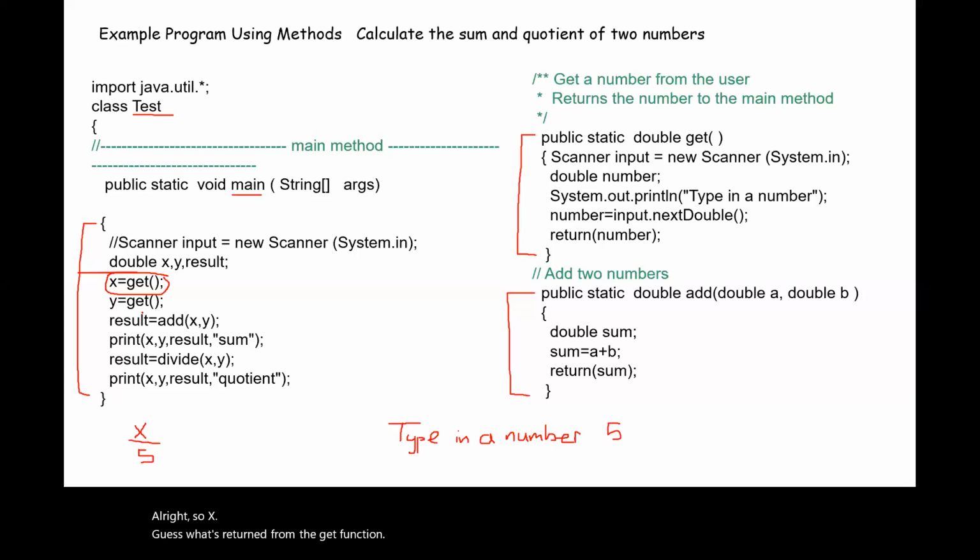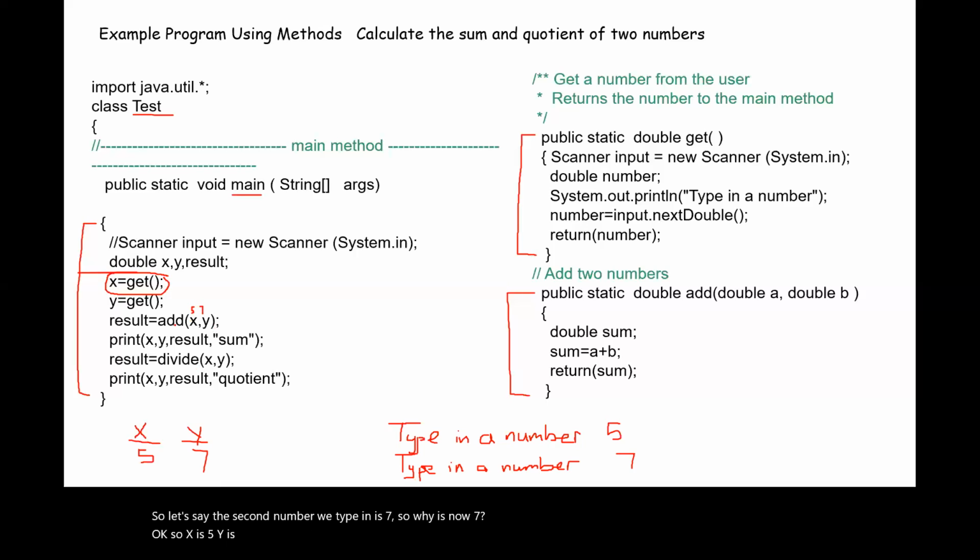And then we do the same thing with y. So the exact same thing appears on the screen. It'll say type in a number. We'll type in another number and something else will happen. So let's say the second number we type in is 7. So y is now 7. Okay, so x is 5, y is 7.